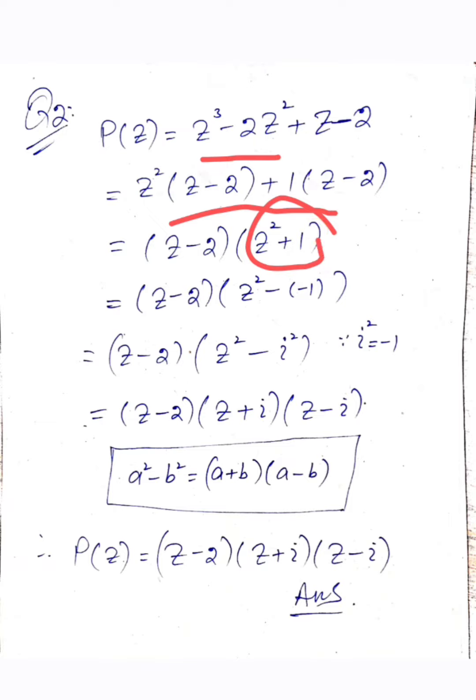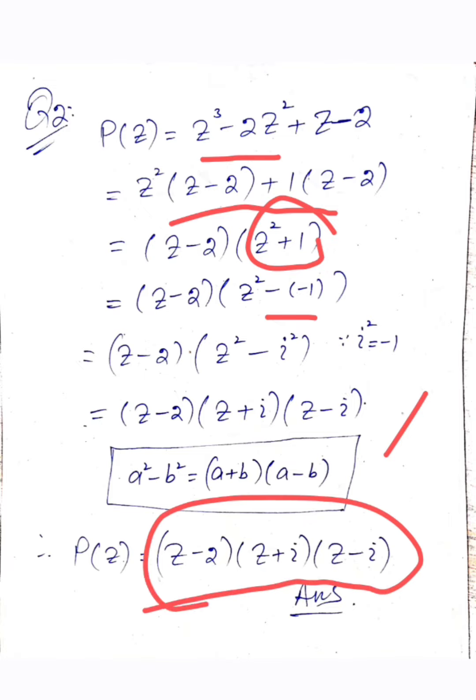So the same thing happens as in the first question. Here we split the plus into two minuses. Now minus 1 is replaced by iota square, and here we also apply the a square minus b square formula. So z plus iota and z minus iota. So dear student, you clearly see that the polynomial of z we easily factorize into three factors: z minus 2, z plus iota, into z minus iota.